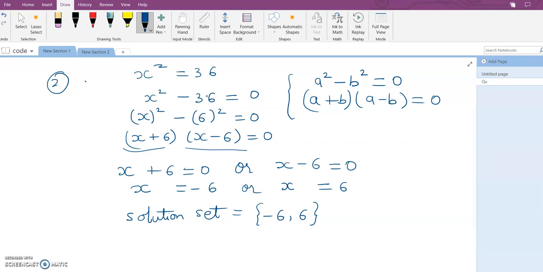So these are a few very simple examples of quadratic equations. In the next class, we will solve more difficult examples of quadratic equations.